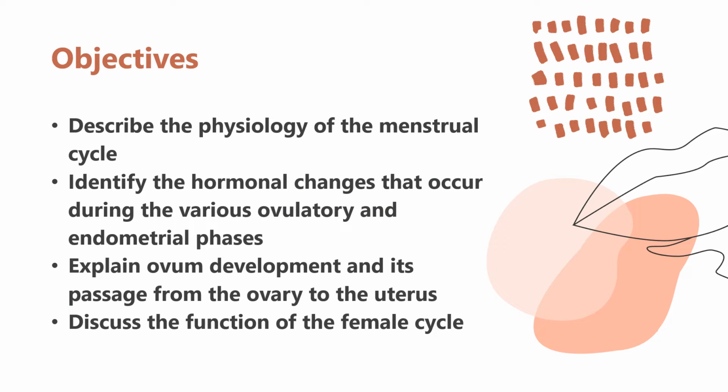Our objectives for this initial lecture are to describe the physiology of the menstrual cycle, identify the hormonal changes that occur during the various ovulatory and endometrial phases, explain ovum development and its passage from the ovary to the uterus, and discuss the function of the female cycle. And as part of this initial lecture, we're going to go over a little bit of our anatomy as well, a brief overview, just to make sure that when we're talking about the specifics of this, we're familiar with what all the terminology means.